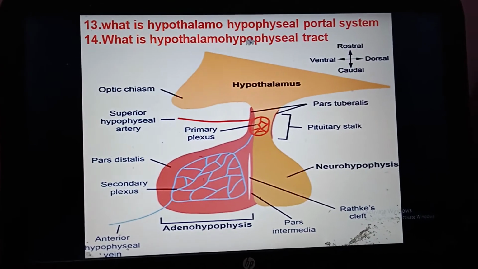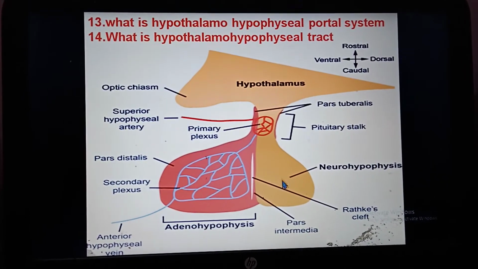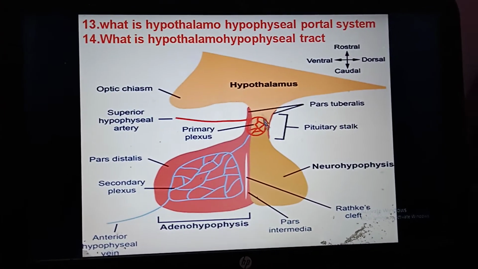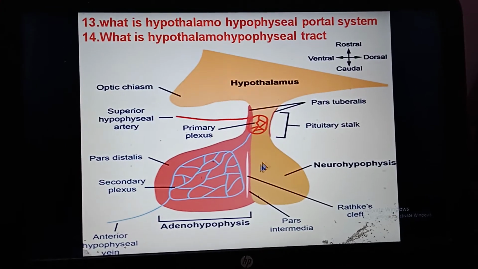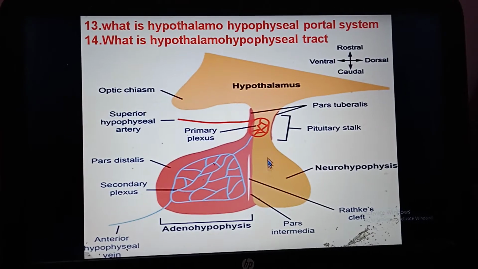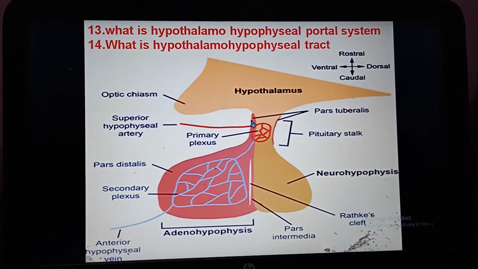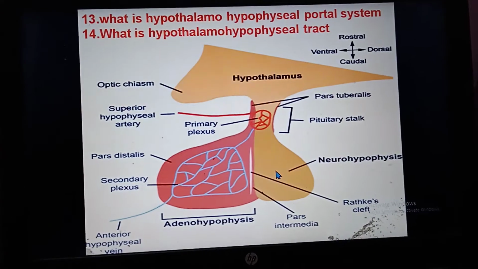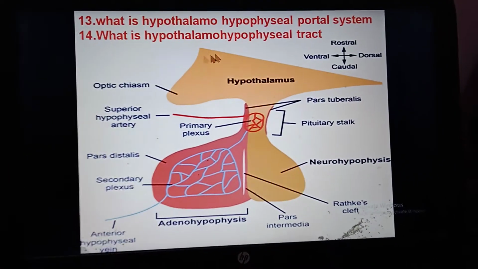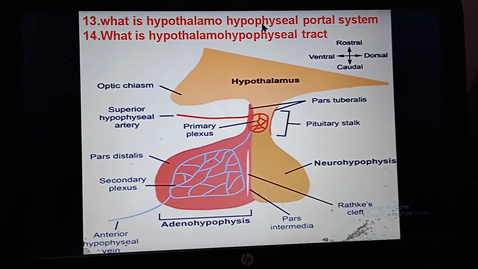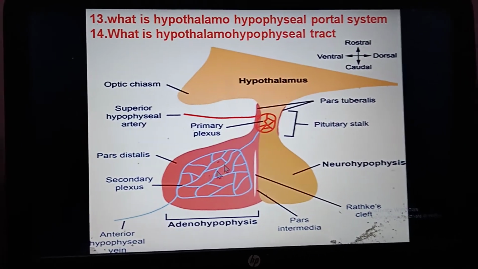And what is the hypothalamo-hypophyseal tract? It is present in the posterior pituitary. The signals for the secretion as well as the product, as it contains the preformed hormone present in the Herring body, come from the supraoptic and the paraventricular nucleus of the hypothalamus. So the hypothalamo-hypophyseal tract is present in the posterior pituitary, whereas the hypothalamo-hypophyseal portal system is present in the anterior pituitary.